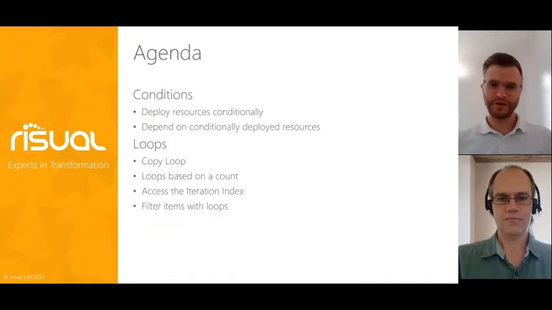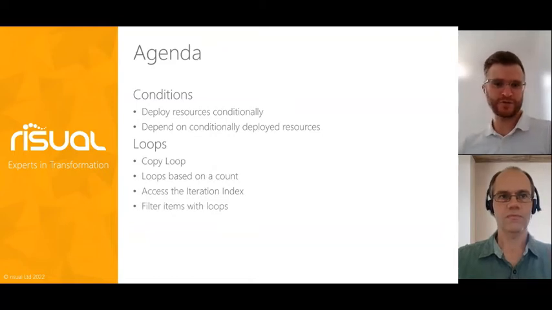Yep, so today we'll be looking at conditions and loops. So looking at conditions, how I deploy resources conditionally, and conditions that depend on each other and how to deploy those. And then we'll look at a few different loops. You've got your copy loops, you've got a loop based on a count, and then there's a loop which accesses the iteration index in an array, and then we'll look at filter items with loops. So we'll go through these, look at what each one is, and look at an example of each to try and explain it a bit better.